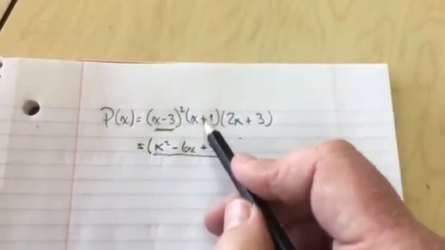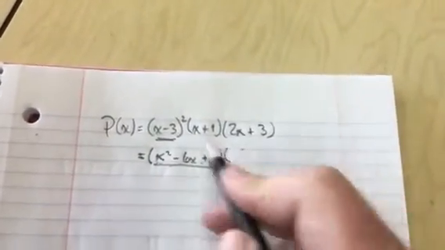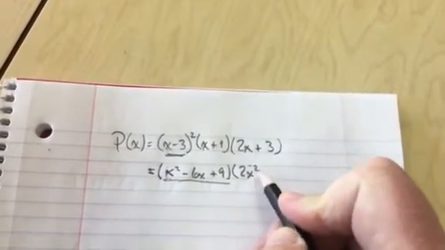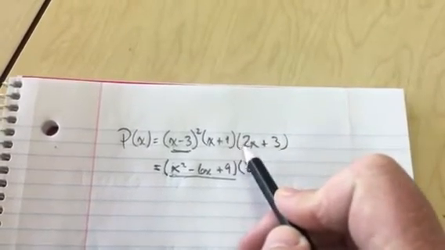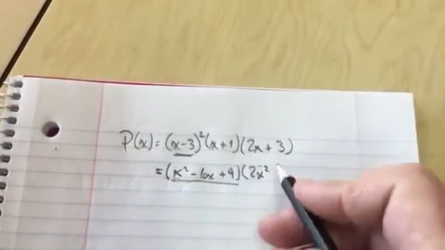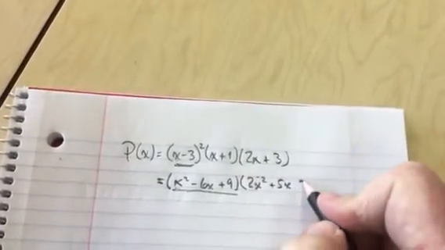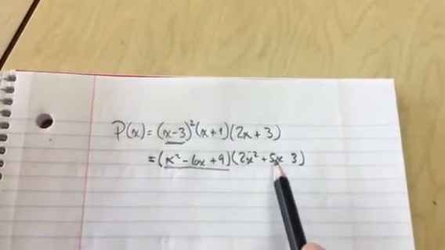Now, I want to multiply these 2 things together, and that's going to be another trinomial. So I got x times 2x is 2x squared. X times 3 is 3x, and then I've got a 2x times 1, so 3x and 2x is 5x. So that's going to go in the middle, and then 1 times 3. Okay, so now I've got this trinomial times this other trinomial.